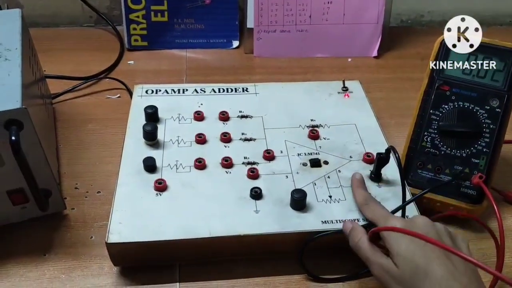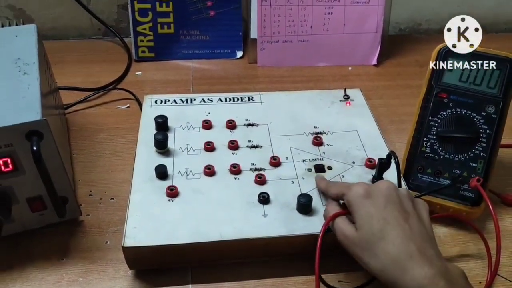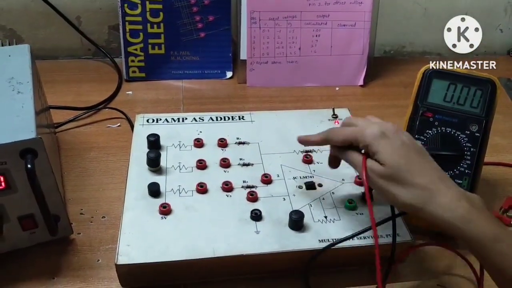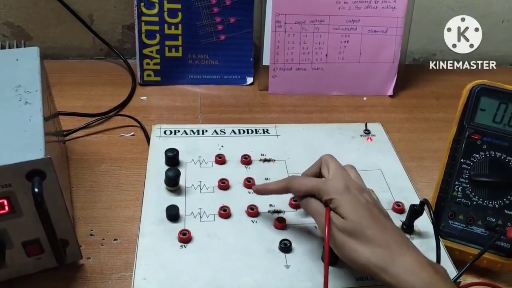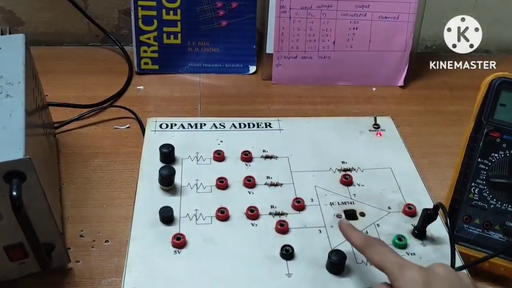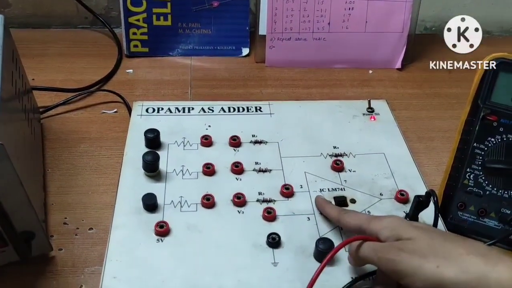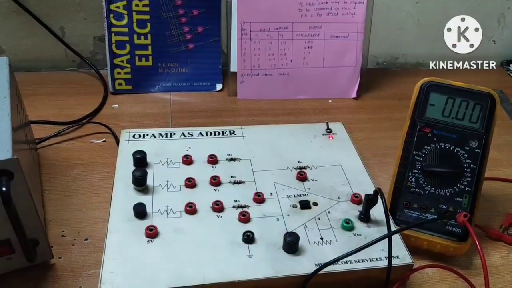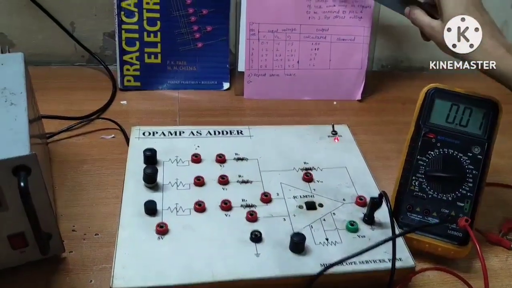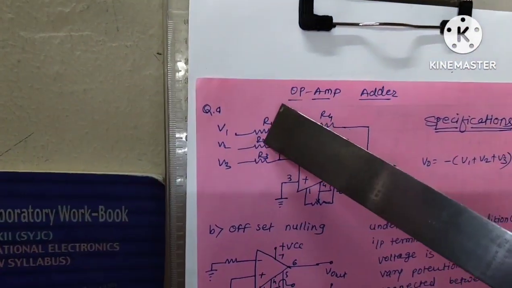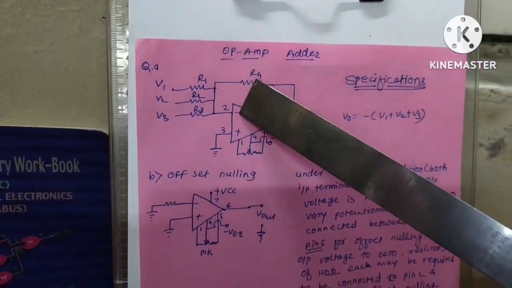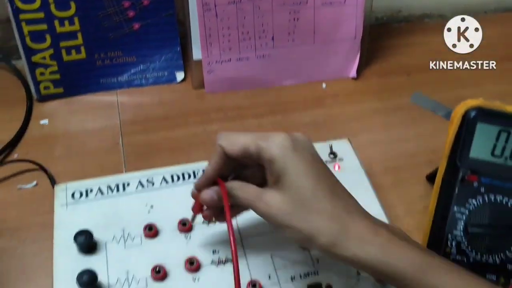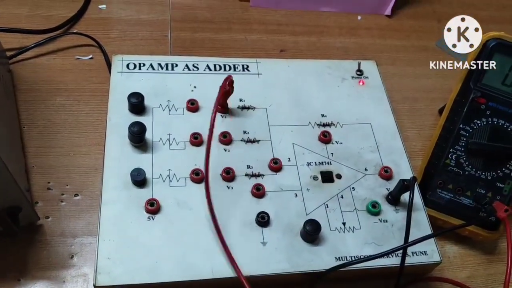Now in this kit, IC741 is already connected with the different connections V1, V2, V3. These are the three inputs given to the inverting terminal of an op-amp, and the non-inverting terminal we have to ground. You can see in this diagram V1, V2, V3 are connected together to pin number 2 and pin number 3 is grounded.